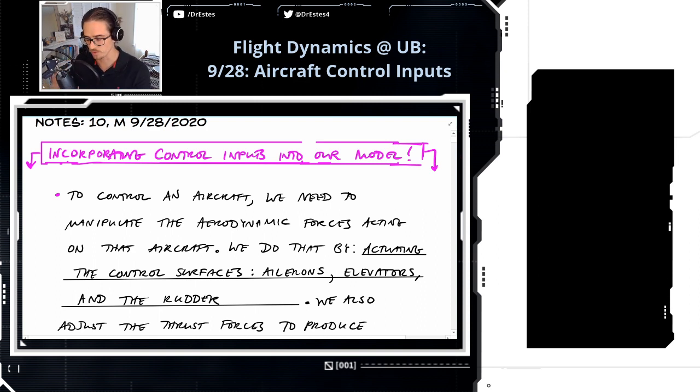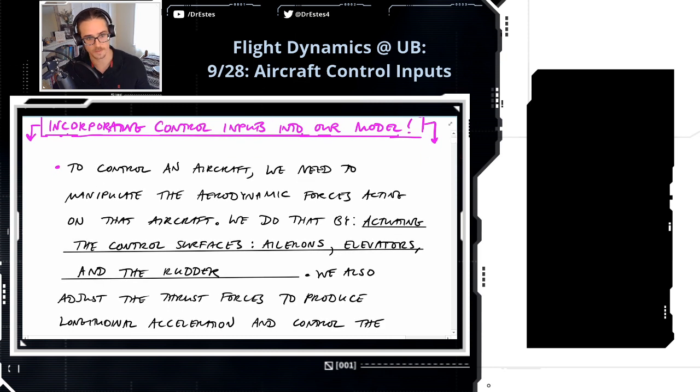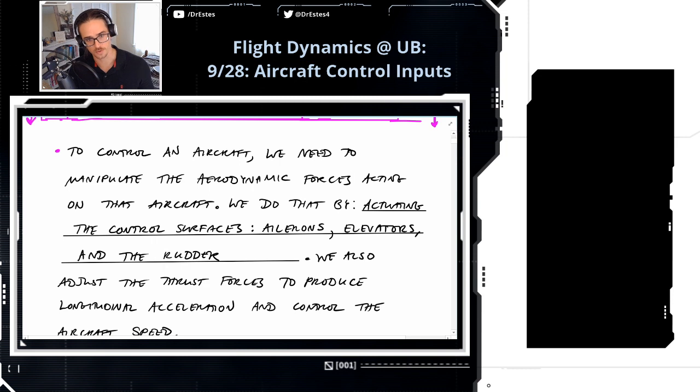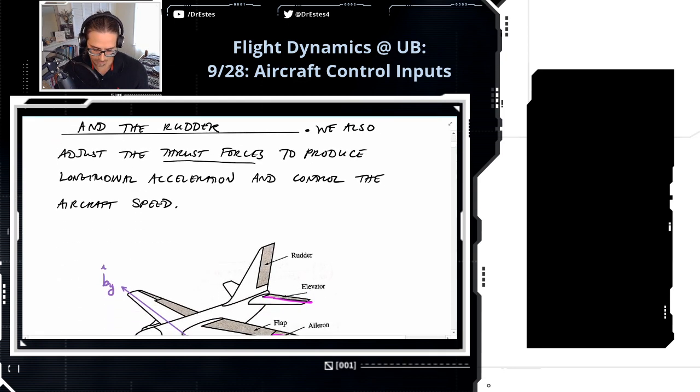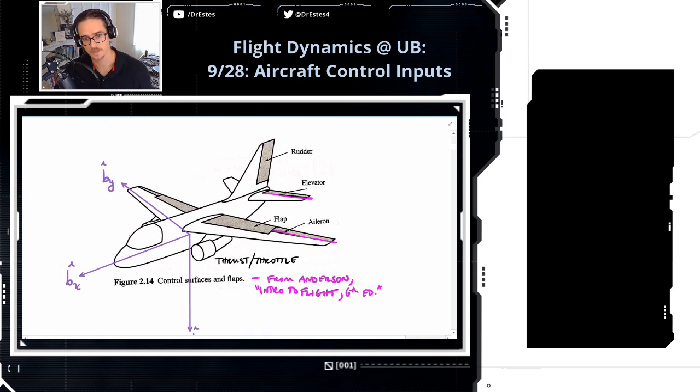So these are all different control surfaces on the aircraft, and as we actuate them and move them, the airflow around the aircraft changes, and that changes the aerodynamic forces. So in addition to those control surfaces, we also can adjust the thrust forces, and that's going to produce some longitudinal acceleration, and that's our primary control input to control the aircraft speed. So let's take a peek. So I snatched this figure from the Anderson textbook, Intro to Flight.